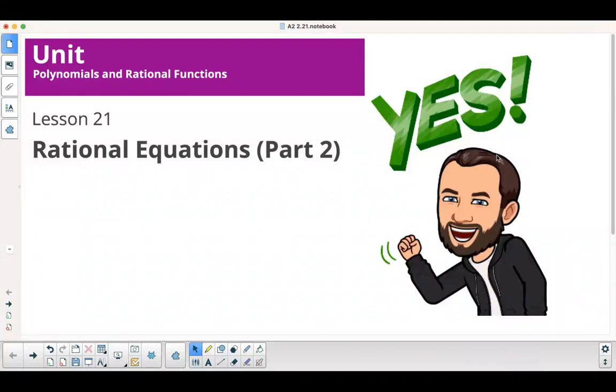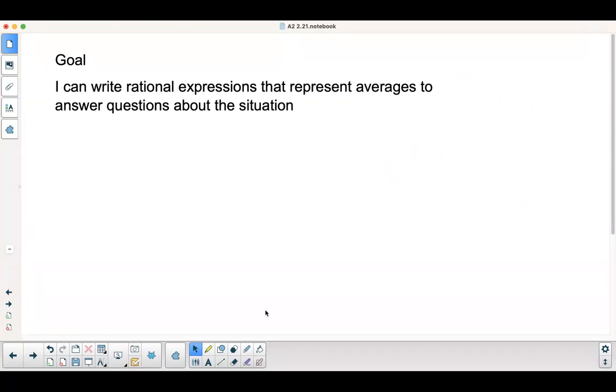Okay, Illustrative Mathematics, unit 2, lesson 21 is called Rational Equations, Part 2. All right, so our goal today is: I can write rational expressions that represent averages to answer questions about the situation. Now, obviously, there are many different real world situations where you could use a rational expression. We're just going to do a couple of them and get a basic level understanding of this.